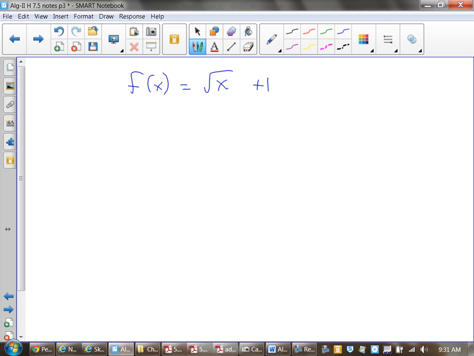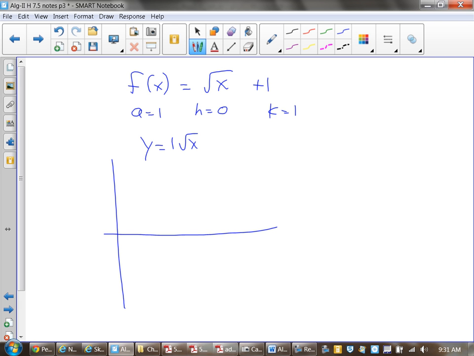So the first thing I need to do is identify what my A, H, and K is. In this case, my A value is 1, my H value is 0, and my K value is 1. There's no H value because there's nothing tacked on underneath the radical sign. So from here, I just have to go ahead and plot my parent function of y equals 1 root x.